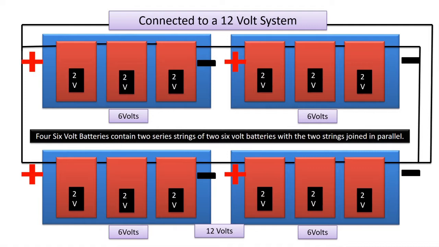Just as we combined the two 6-volt batteries earlier into one 12-volt string, we can take the two 6-volt batteries on the top row here and combine them in series to make one 12-volt string. And we combine the two bottom 6-volt batteries in series to create a second 12-volt string. And also, just as we combined the two 12-volt batteries earlier in parallel, we can combine the two 12-volt strings above in parallel to make one 12-volt battery bank that is made up of 4 6-volt batteries.